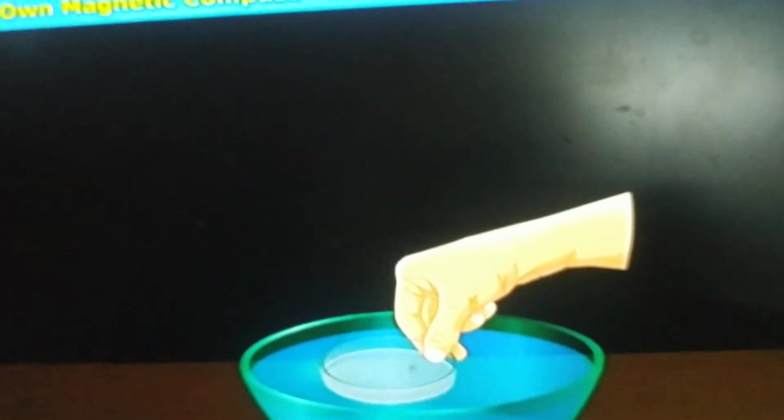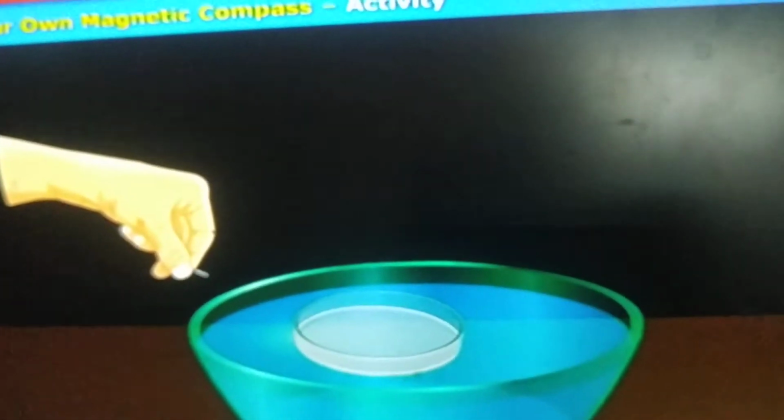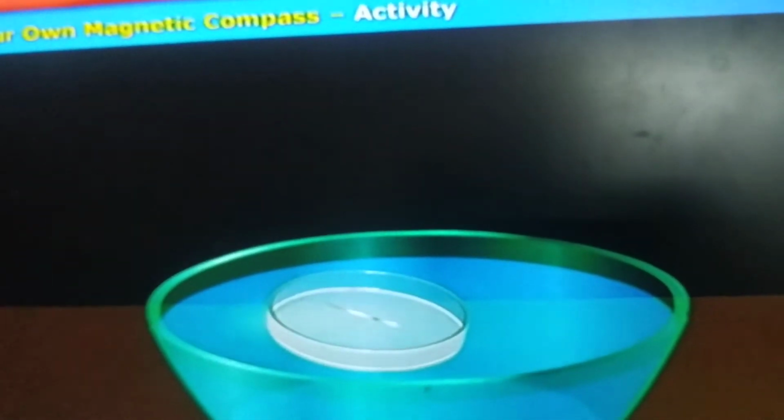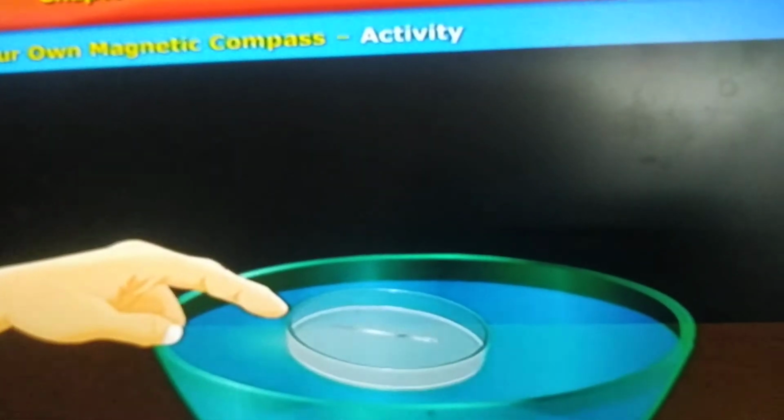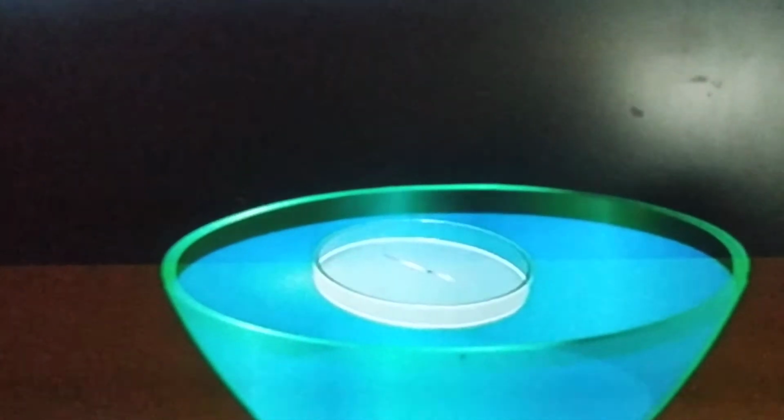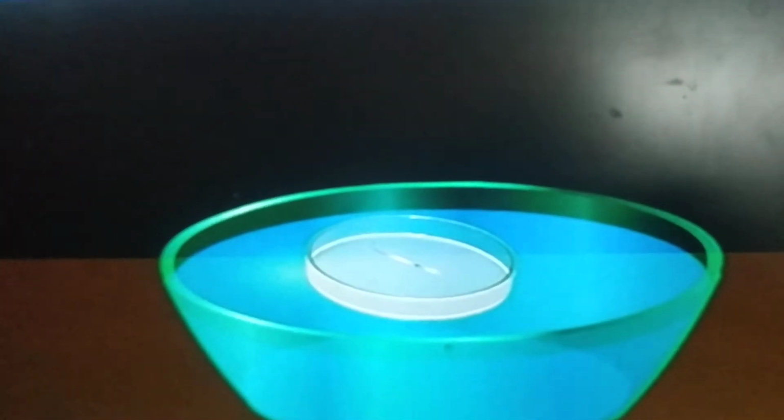First we took water. Now we placed a lightweight transparent dish on the water surface. Now take a magnetized needle, place it in the center of the dish and wait until the needle comes to rest. Like a magnet, it has to show the rest position. Now observe the direction of the needle. Now disturb the needle and again wait until the needle comes to rest.